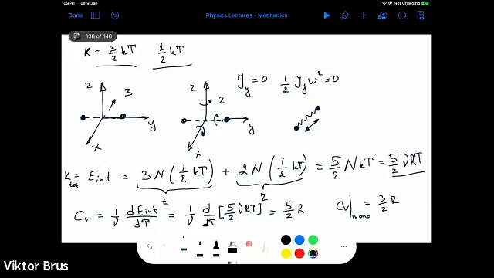So that means that the specific heat capacitance at constant volume for a diatomic ideal gas is larger, because we have additional degrees of freedom which will consume some energy to be activated. And that, of course, increases the specific heat capacitance.